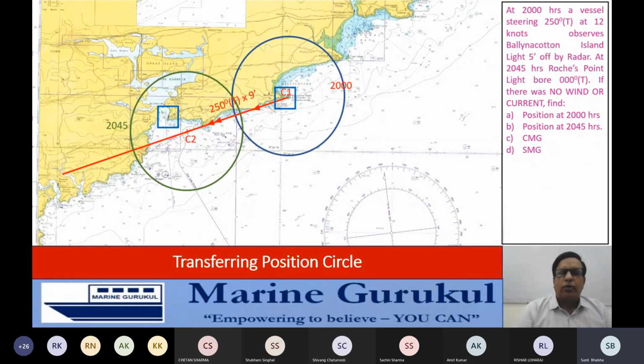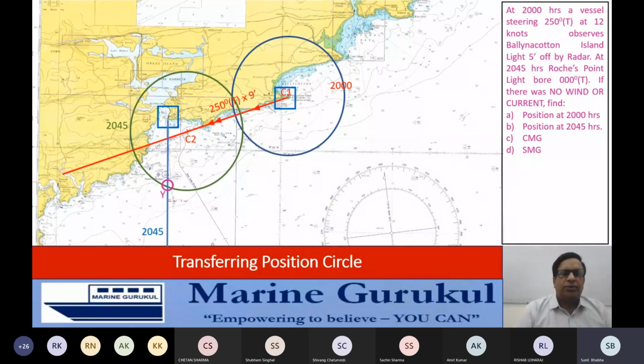So all clear up to here, beta? Position circle is transferred now. Any doubt? No, sir. Very good. At 2045, the question also gives us a position line where Roche's point light is bearing 000 degrees true. So we plot the 2045 PL. We have a 2045 PL and a 2045 position circle where the two intersect, that is point Y, becomes the position at 2045.